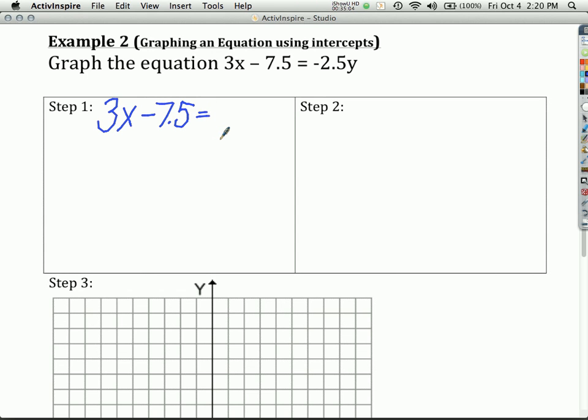But you should be able to, being in this high-level class, mentally already see that that's going to turn into a 0. Now, normally you don't write the 0 unless there's nothing else on that side of the equation. And then you do have to write the 0. Otherwise, you wouldn't know what to do. Now, it's a two-step equation, but it's a really easy one. Solve the equation. Add 7.5 to either side.